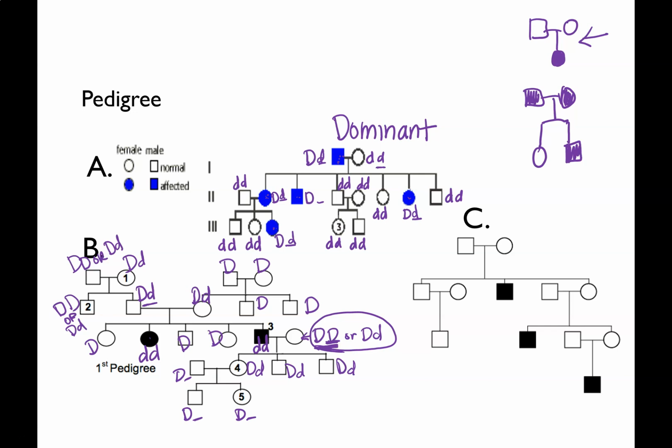This one here, we're going to start by looking for 2 unaffected parents with an affected child. We see that in this generation with this child and this generation with this child. We see that in all of those locations. So this one is also recessive. Now we're going to come back to that one in a minute.